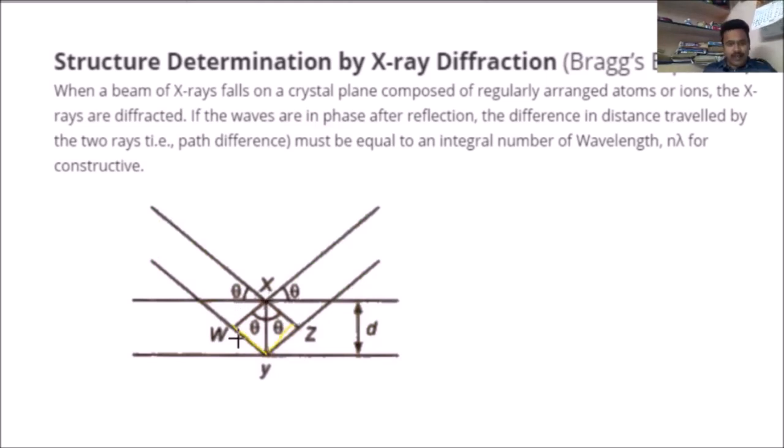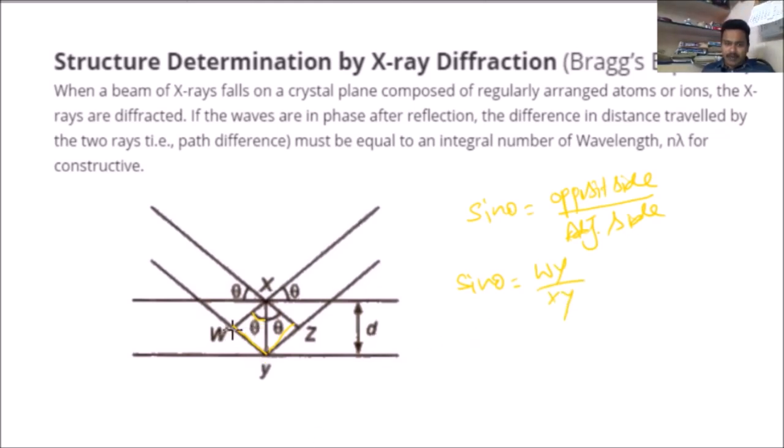This is one triangle. This is the other triangle. In this triangle, the theta value is there. What we know generally, sin theta will apply. What is the formula for sin theta? Sin theta is opposite side by adjacent side. For this sin theta, what is the opposite side? WY. What is the adjacent side? XY.